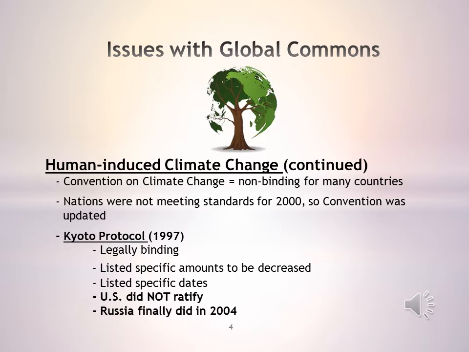The United States did not ratify the Kyoto Protocol. We still have not signed off on it. And Russia was the other big holdout. And in 1997, the U.S. and Russia were top producers of greenhouse gas emissions. That's not great. That's really bad.